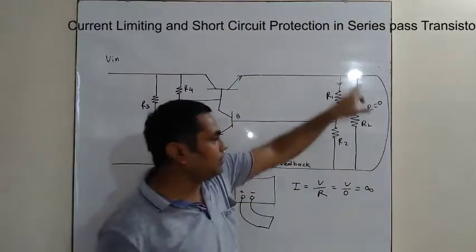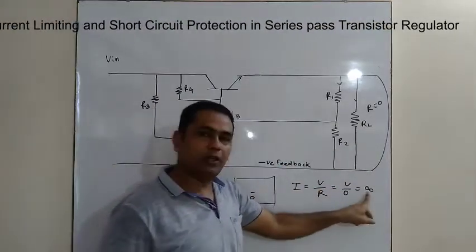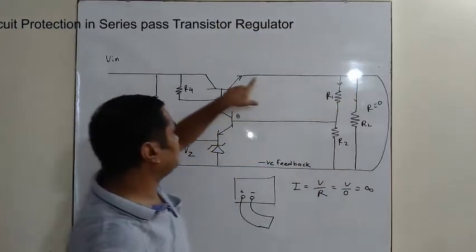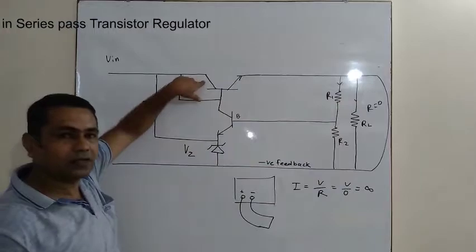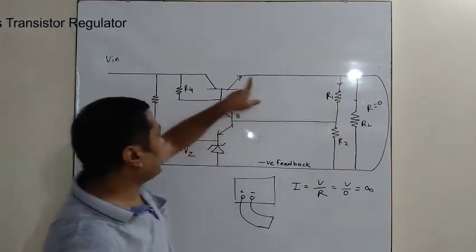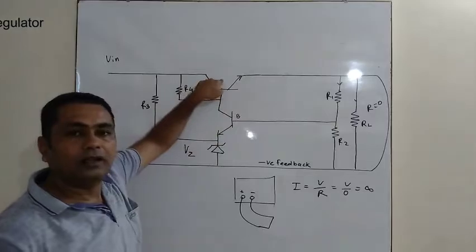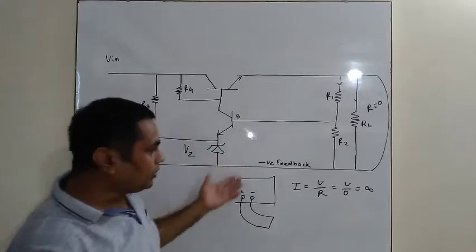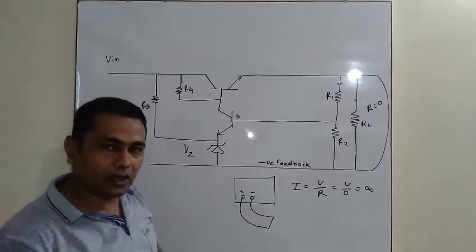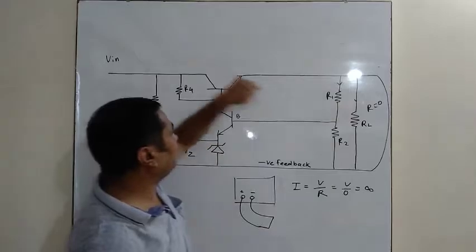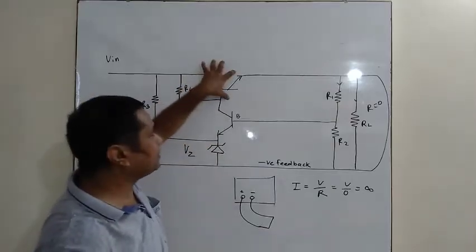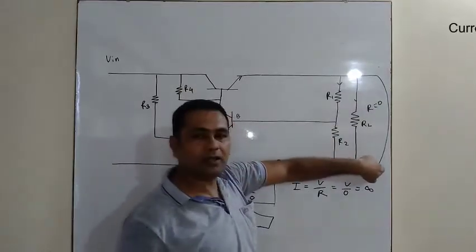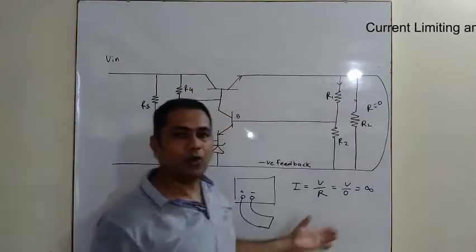So if these two terminals are shorted, the current becomes infinity, and the same current is the load current, which is the same current passing through the series pass transistor. This much higher current will damage the transistor. Power transistors are costly, and though they are capable of handling much current, infinite current will damage this transistor. So we have to save this transistor. For this, we have to create a short circuit protection here, and let us see how this is done.